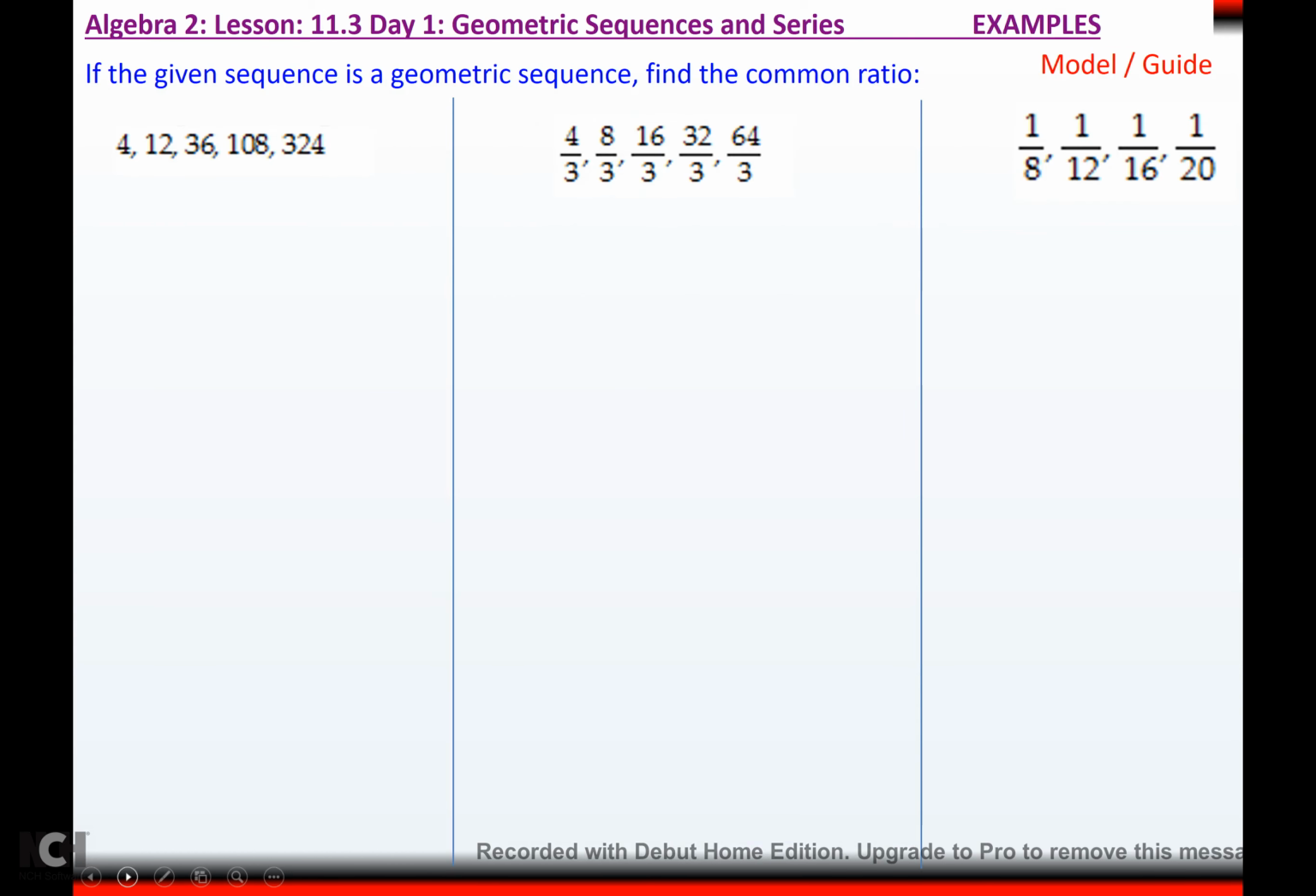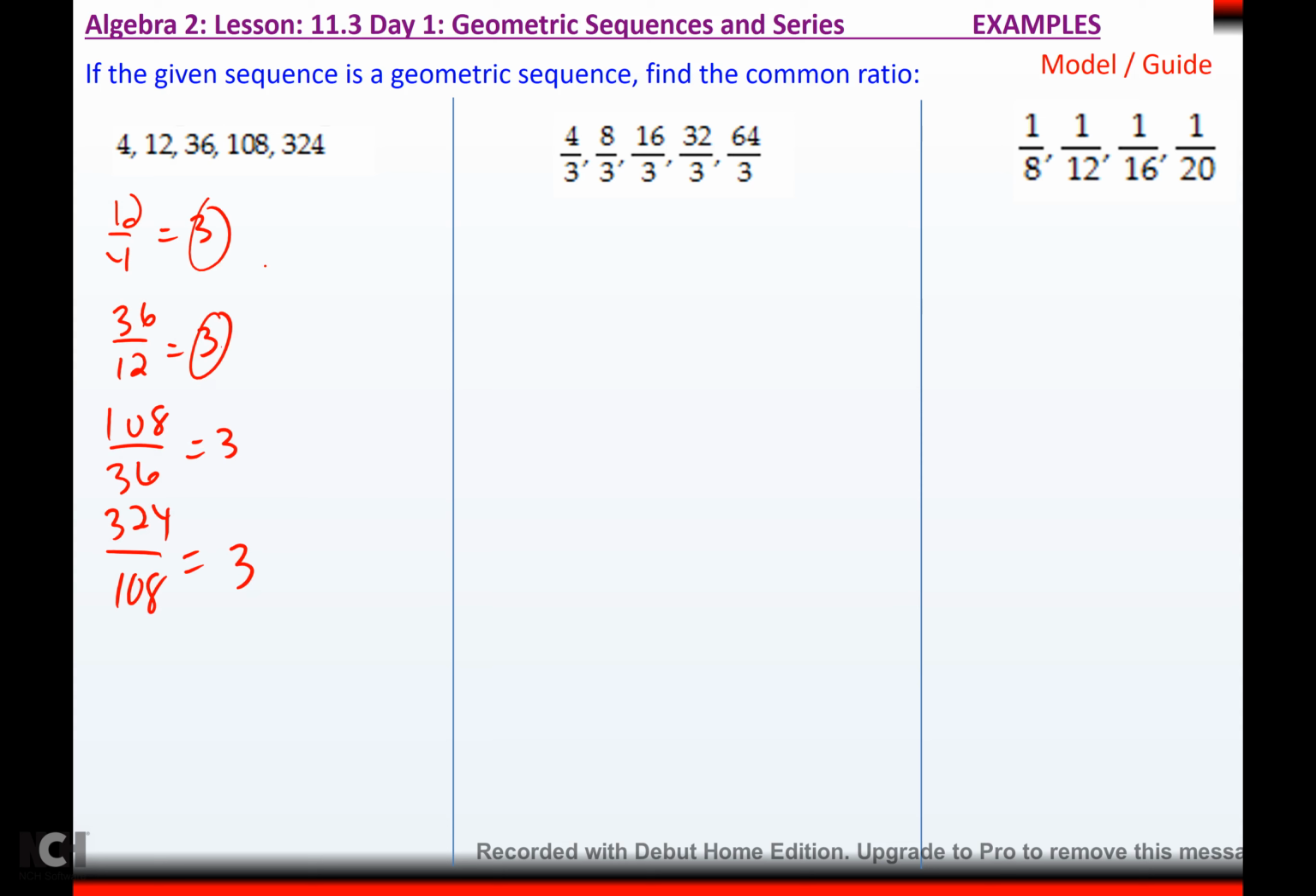It says, if the given sequence is a geometric sequence, find the common ratio. So what I do is I start dividing. 12 divided by 4 is 3. 36 divided by 12 is 3. You don't have to try them all, but every time you get 3. So yes, this is a geometric sequence because I get the same thing every time, and the common ratio is 3. If I wanted to get the next term, I'd take 324 and multiply by 3. It'd be 972, and I could keep going.